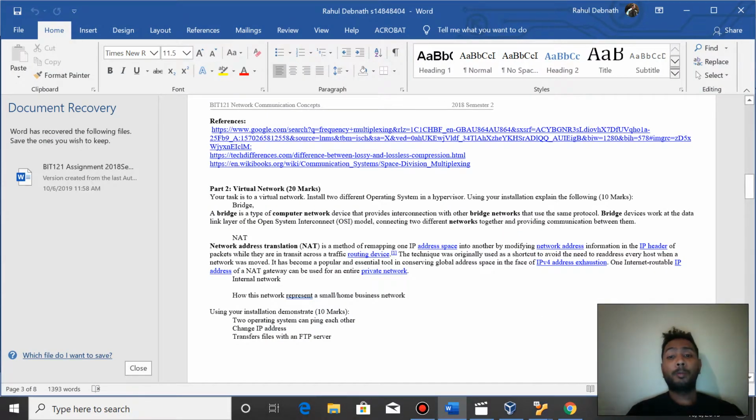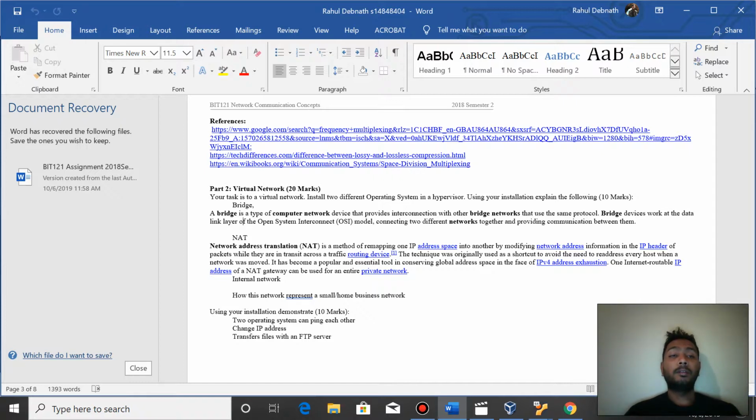A bridge is a type of computer network that provides interconnection between two networks, which is like two operating systems, or could be the same operating system. Bridge devices work at the data link layer of the Open Systems Interconnection OSI model, connecting two different networks together and providing communication between them. And then we have to talk about NAT.